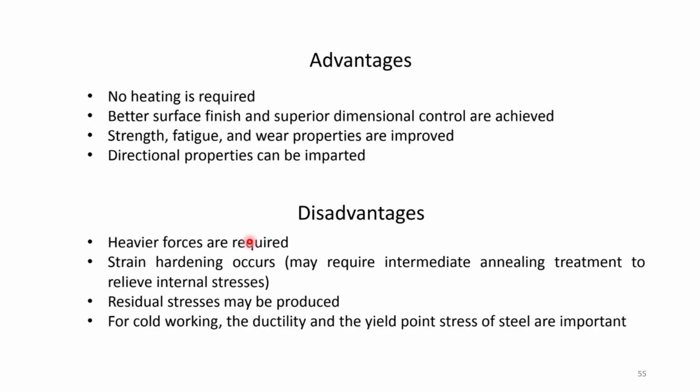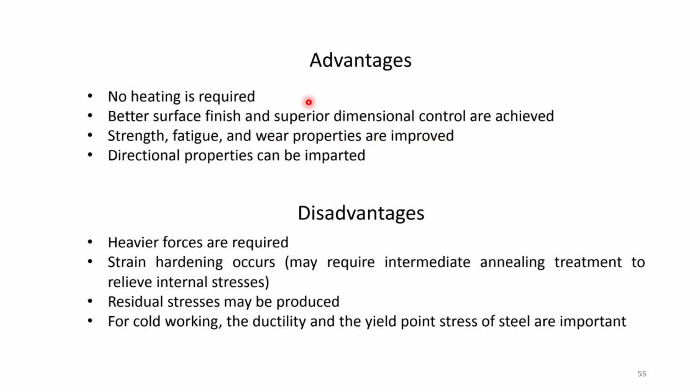Now these are the advantages of cold working. First, there is no heating requirement. For example, in case of hot working, you require the heating chamber as well. Some oven or furnace is required for your material to get heated. That adds to the cost of the entire process, so the entire tool becomes very costly compared to cold rolling. Now, better surface finish and superior dimensional control are achieved. Strength, fatigue and wear properties are also improved.